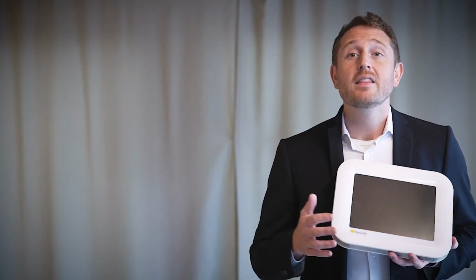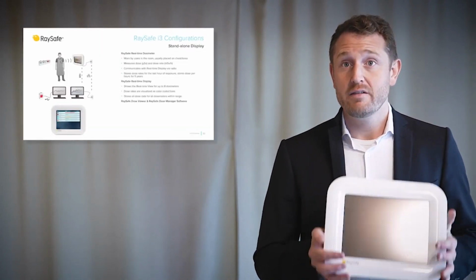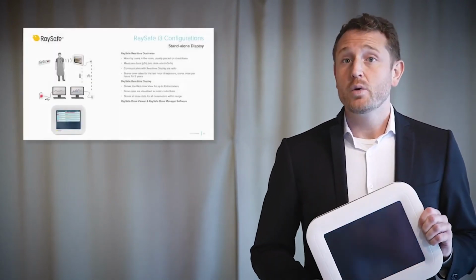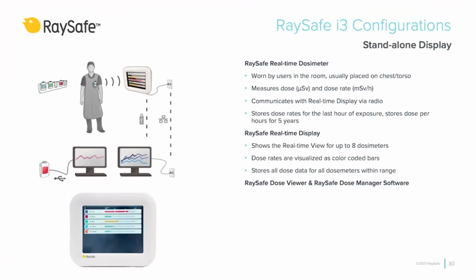If we start looking at the standalone display system, this is the easiest and most versatile solution. You have a display that can be mounted wherever you find it suitable. For basic functionality, it only requires a power supply. As soon as you pick up a dosimeter, it starts to communicate with the screen, and the dosimeter will appear on the screen a second or so later. A total number of 8 dosimeters can be shown on the screen at the same time.